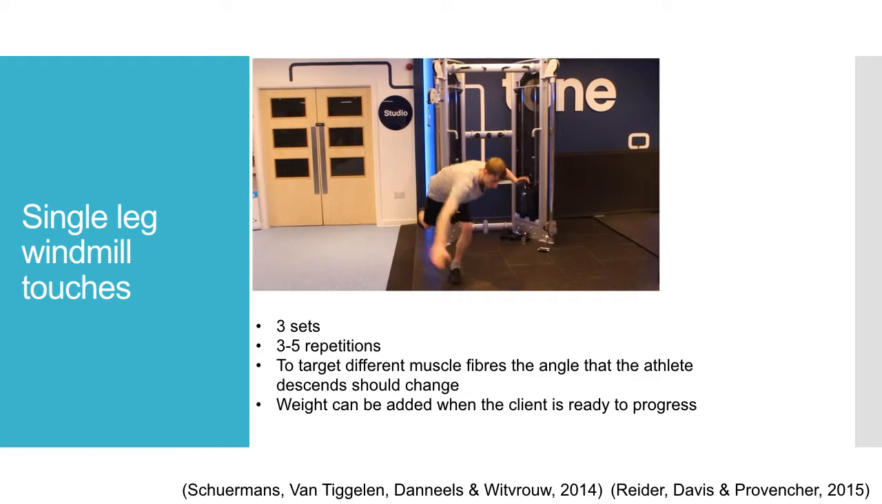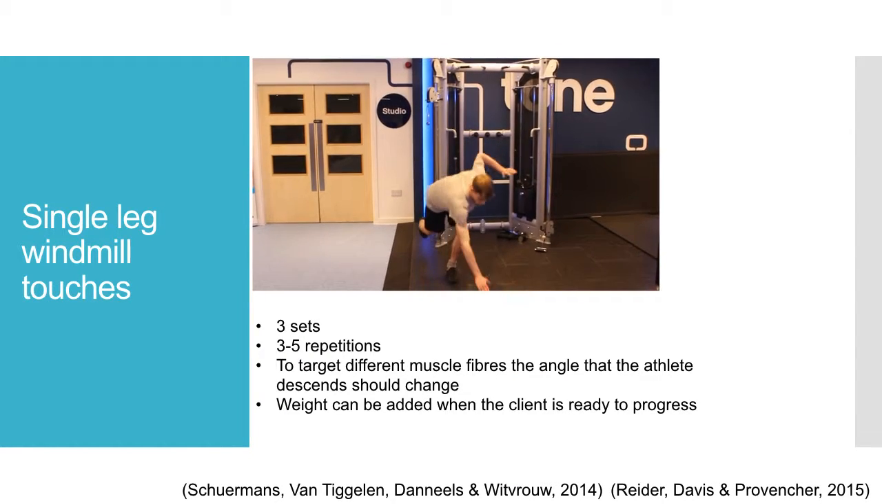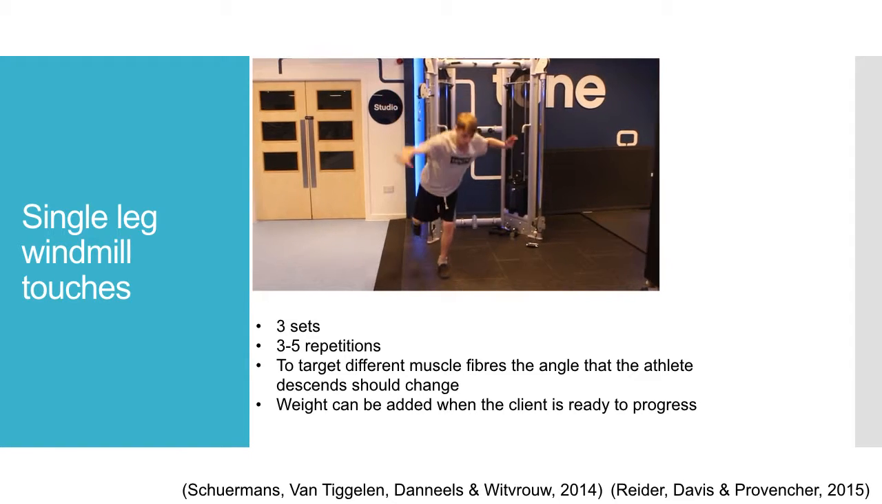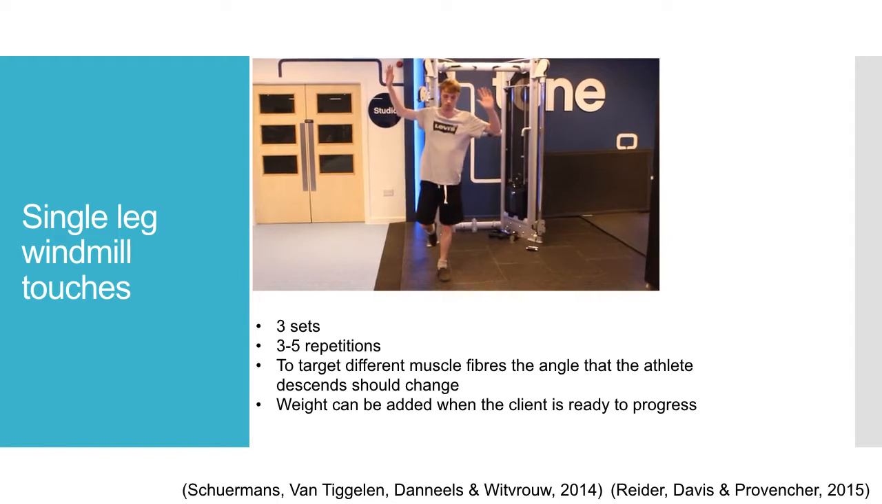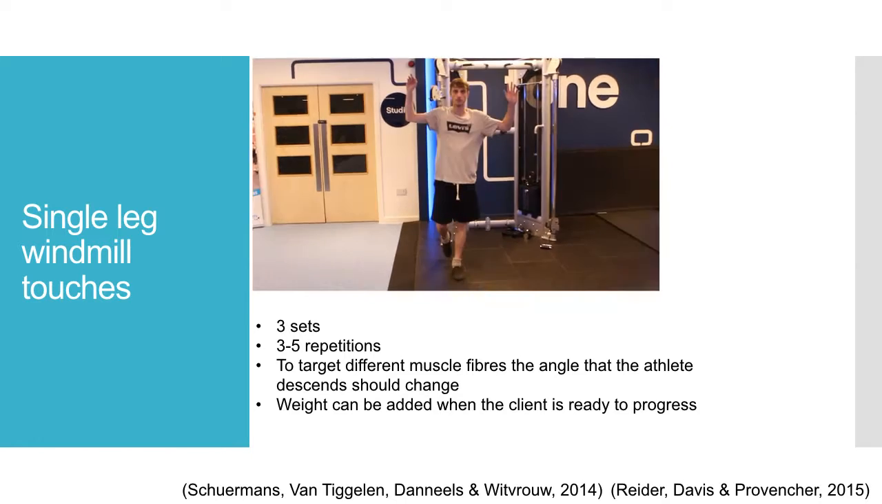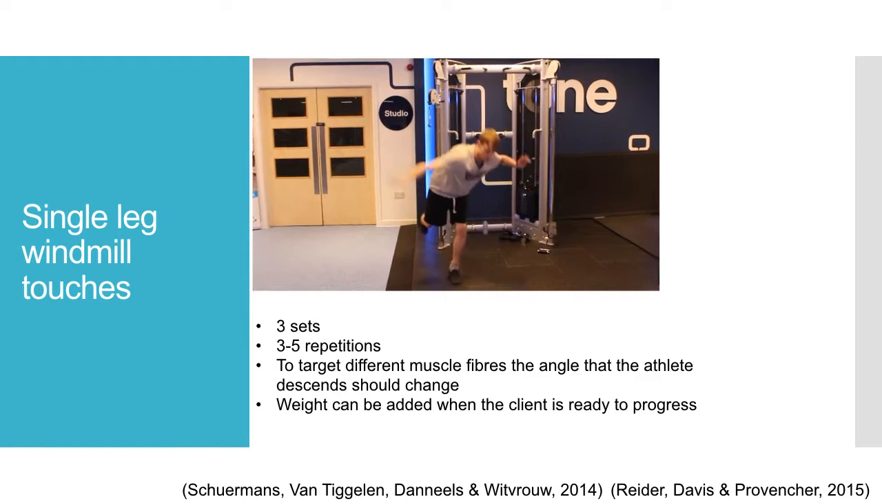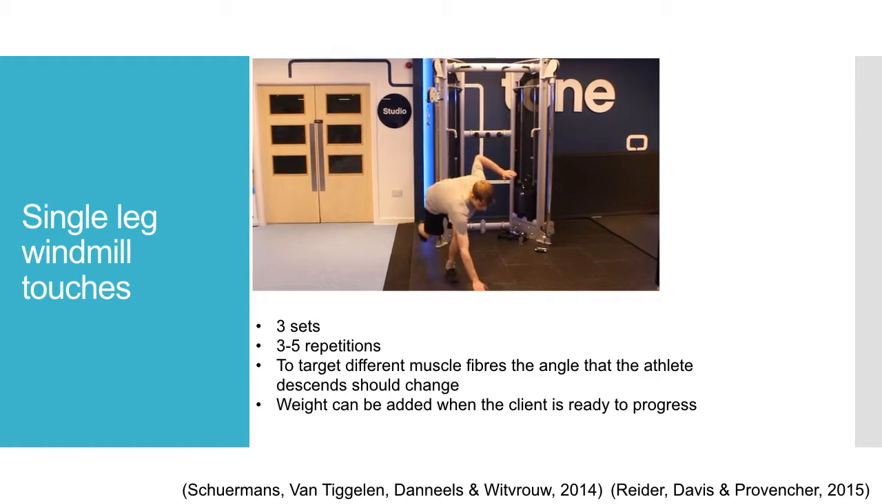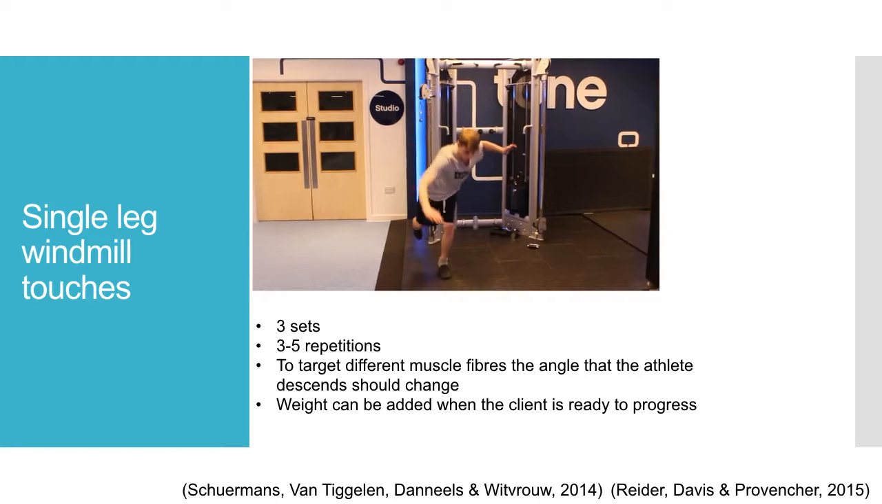Single leg windmill touches is another neuromuscular exercise that I will use within my plan, as it has been said that eccentric single leg windmills have shown improvement for altered running mechanics and hamstring deficits. They also encourage activation of the glutes.